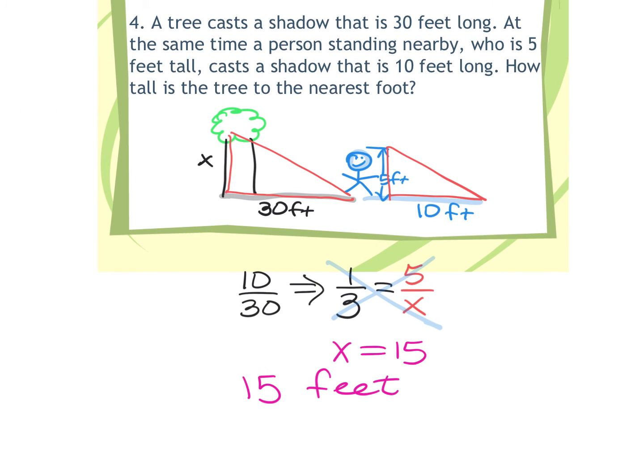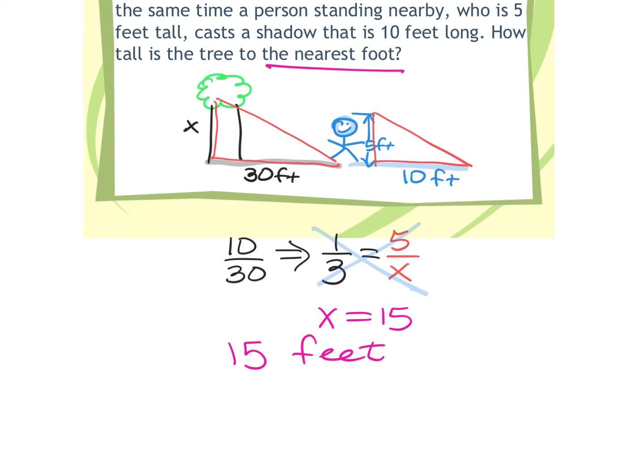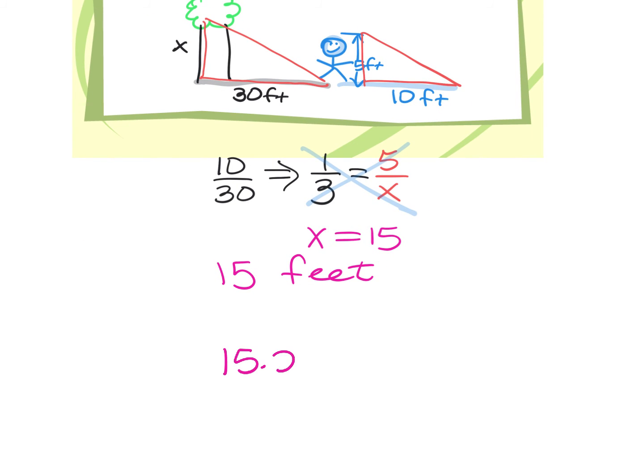Notice the question said to round, or how tall it is to the nearest foot. This one I didn't need to manipulate, but if you would have gotten an answer like 15.2, and it says round or approximate to the nearest foot, then it would have been 15. But my answer actually multiplied evenly.